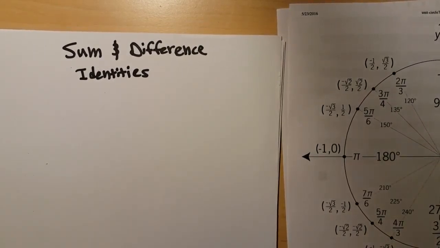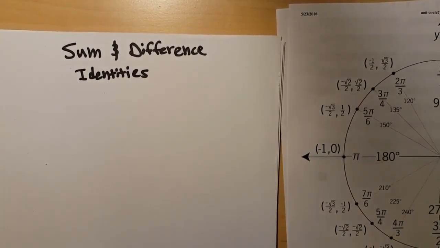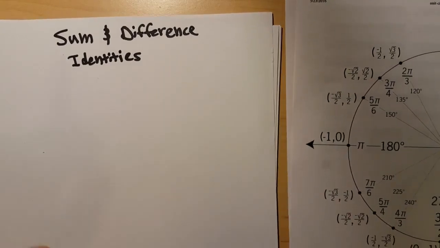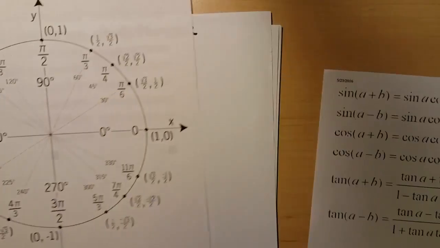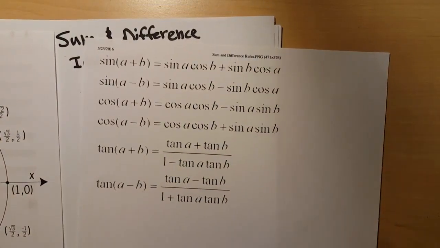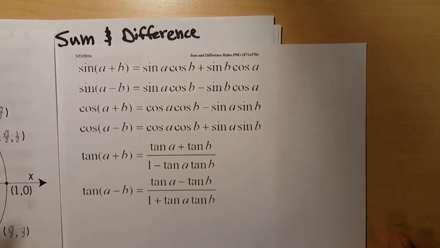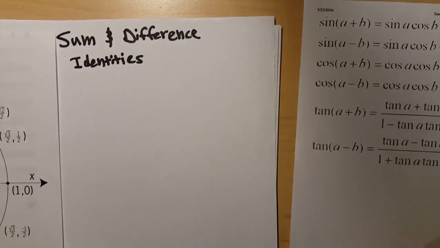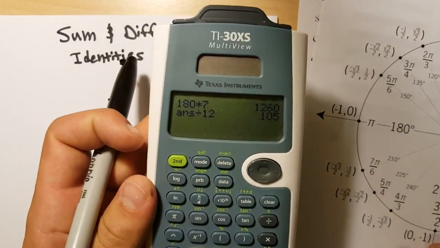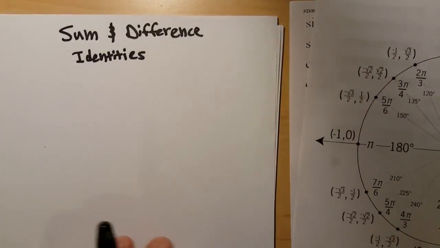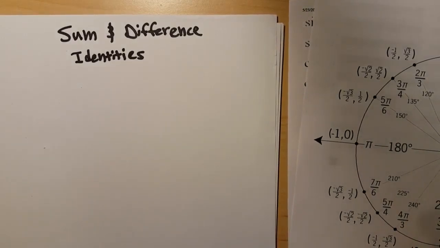Hello guys, today I'll be talking about the sum and difference identities. For these, you're going to need a unit circle and the identities. You can easily search these identities up on Google, just type in sum and difference identities and it will show you all of them. One thing you also need is a calculator. I'm using a scientific calculator. The three problems I'll be doing are sine, cosine, and tangent.